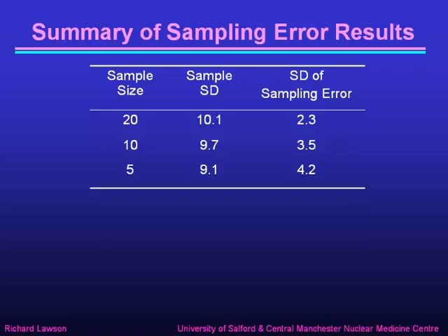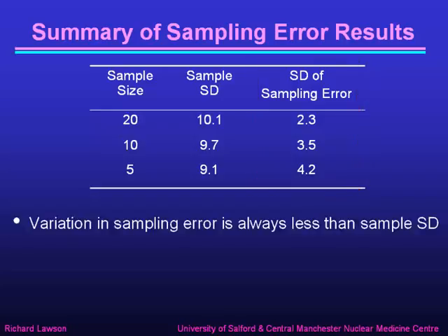So we can summarise what we've got so far. For our sample size of 20, 10 or 5, the sample standard deviation, which we calculated originally in the first part of this lecture, was 10.1, 9.7 or 9.1. And we've just worked out that the standard deviation of the sampling error is 2.3, 3.5 or 4.2. So we can immediately see from that that the variation in sampling error, the standard deviation of the sampling error, is always less than the sample standard deviation.